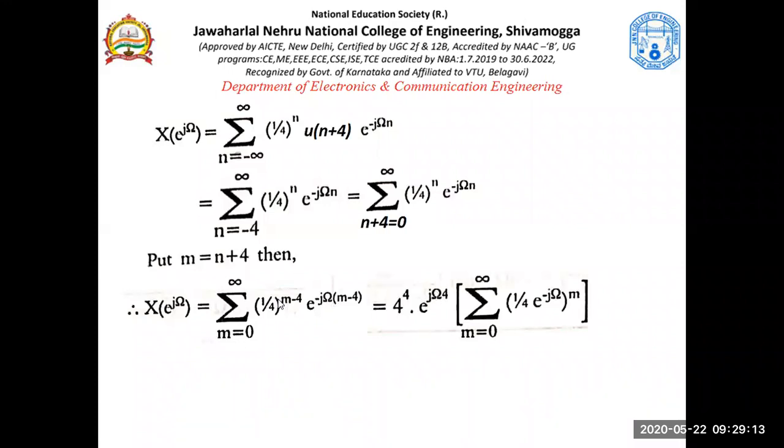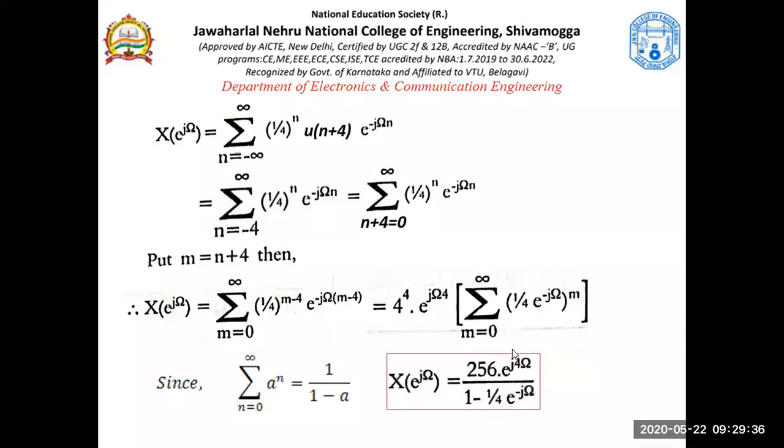So what is left? 1 by 4 to the power m is left inside, and this function of m, the exponential, is left inside. Club those two to get the standard form. This summation is going from 0 to infinity, so it's 1 by 1 plus a, where this is a now. So x of e power j omega looks like this: 4 to the power 4 is 256 e power j omega, and the summation is 1 by 1 minus this term.